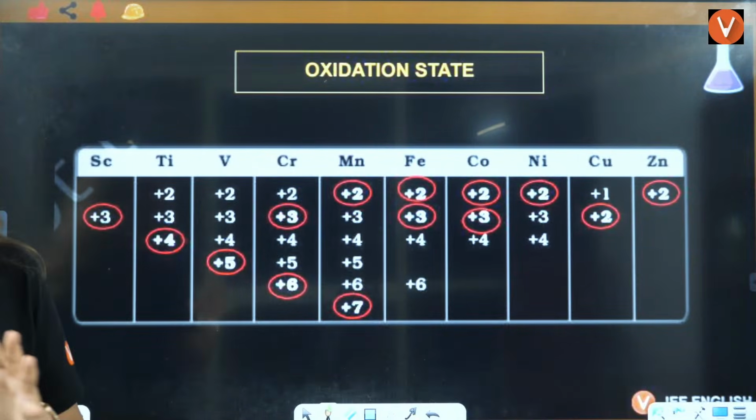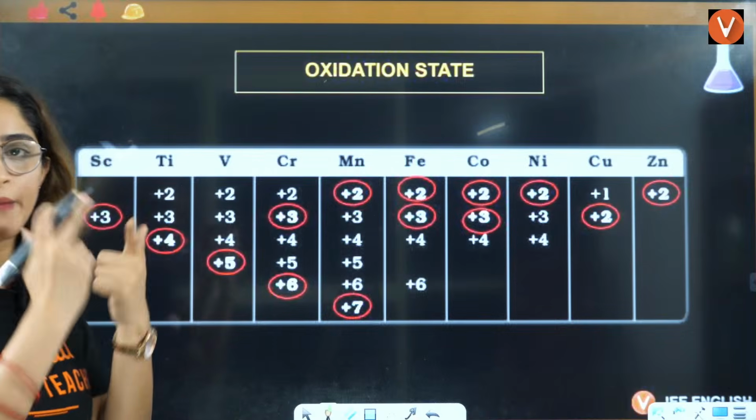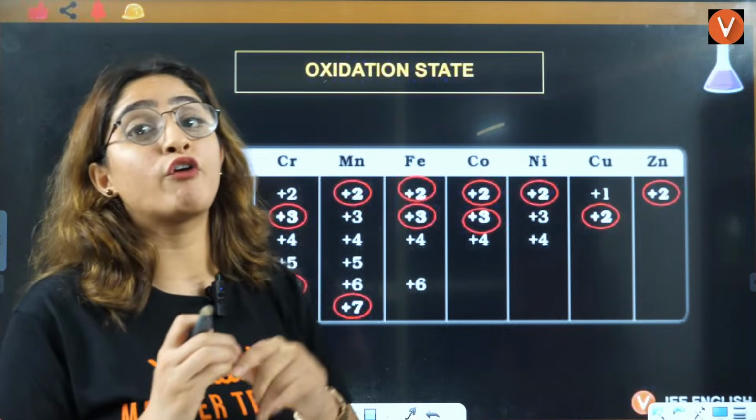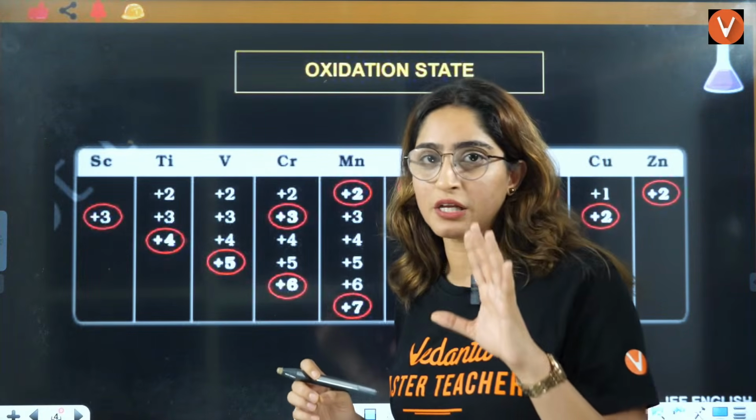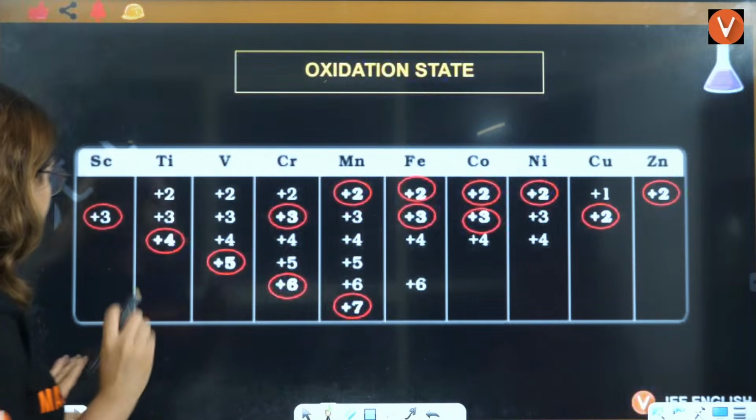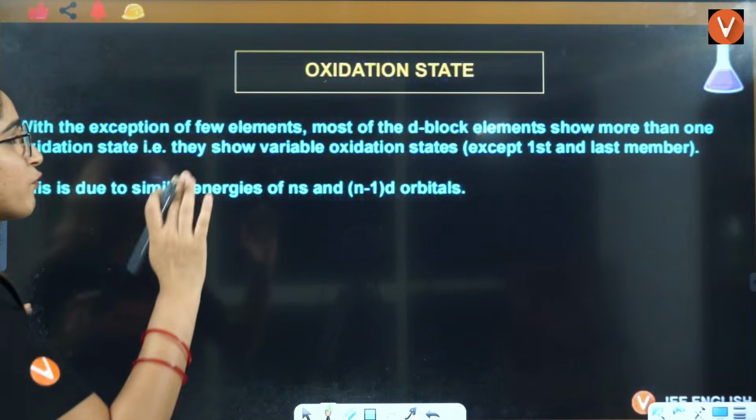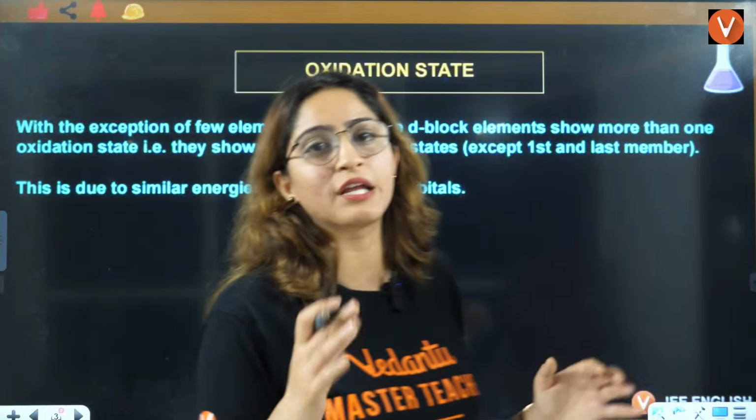Okay. So firstly, you should remember these oxidation states, that for each element, which oxidation state is stable. That is the first thing. Now let's understand why it has variable oxidation states.